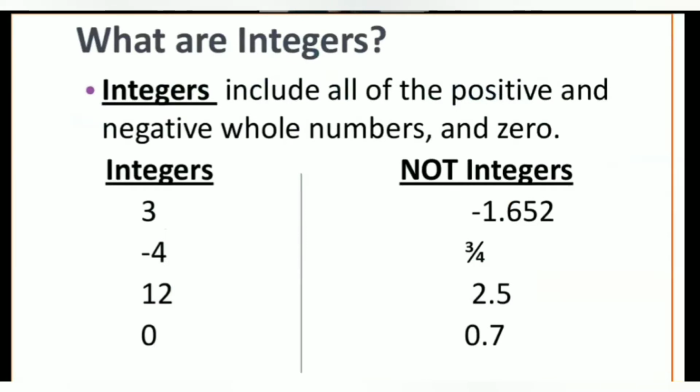What are integers? They include all of the positive and negative whole numbers. Take note of the word whole numbers. No fractions, no decimals. And zero. So at the left are examples of integers: 3, -4, 12, 0. And at the right, not integers. So we have decimals, fractions, and so on.